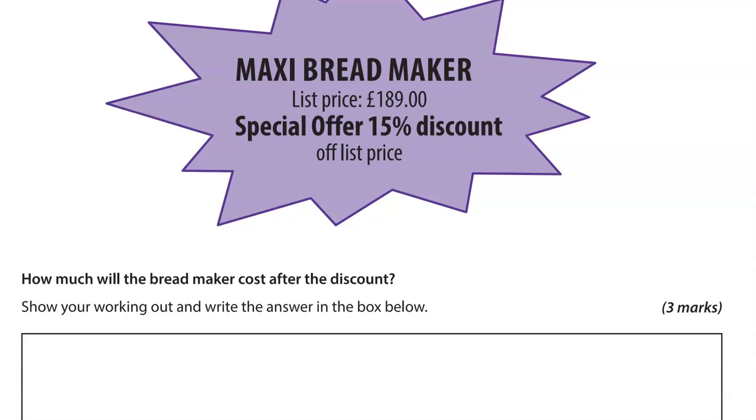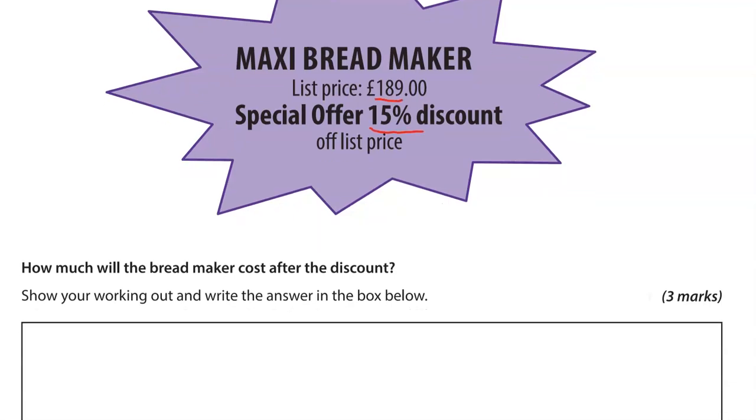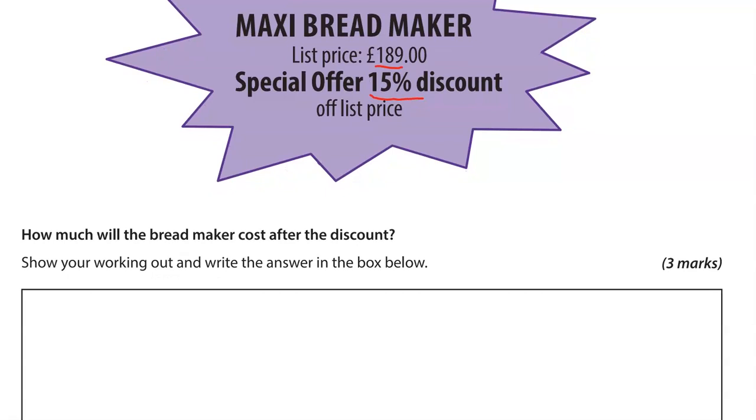So we've got to work out 15% of 189. So we'll find 10% first and then 5%. So 10% of 189.